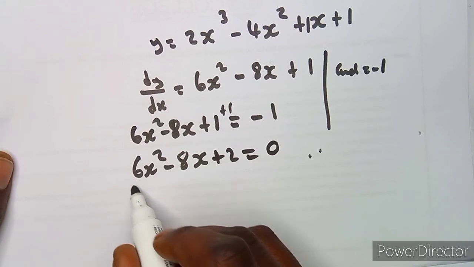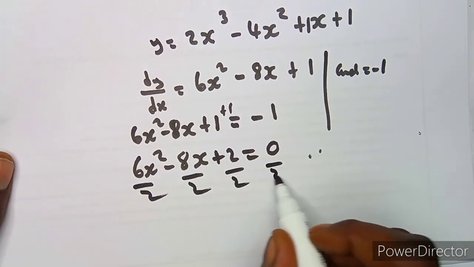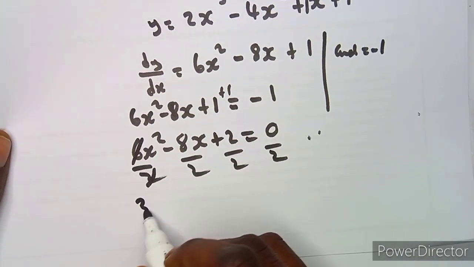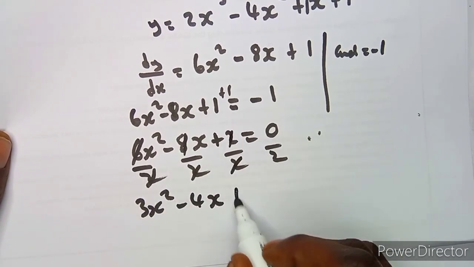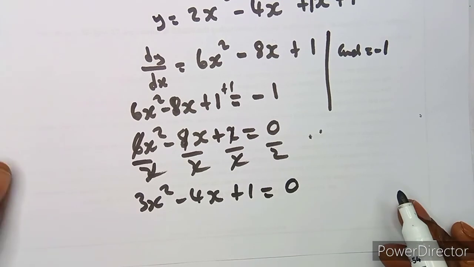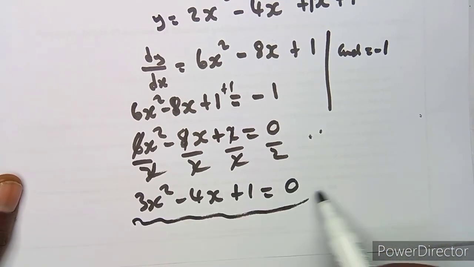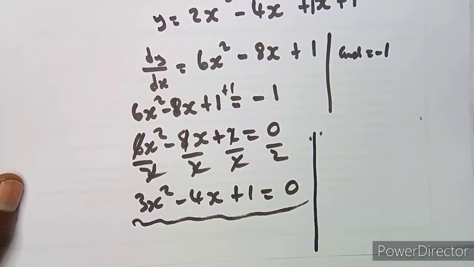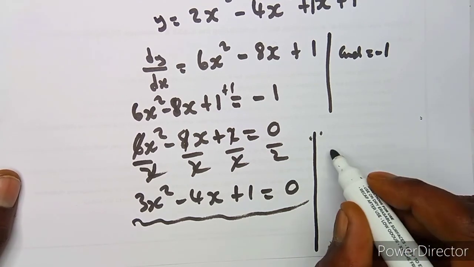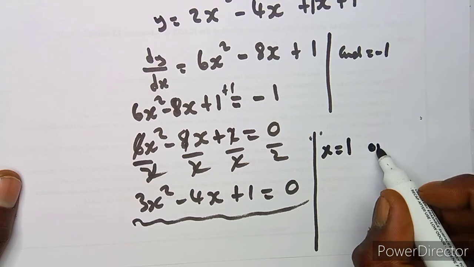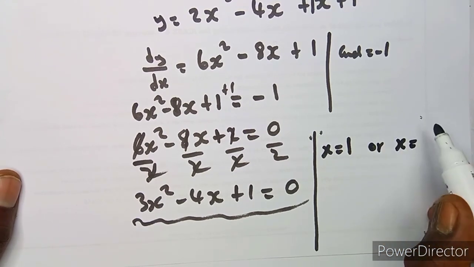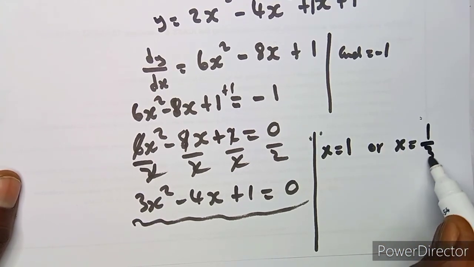So yes, I can use my quadratic formula, but I can even reduce. Even though I'm going to use that quadratic formula, I can reduce this expression throughout by 2, which is going to give me something like this. Then solve using your quadratic formula or factorization. I don't know what is going to be best for you, but you're going to obtain these 2 possible values: x, which is equal to 1, or another x, which is equivalent to a third.